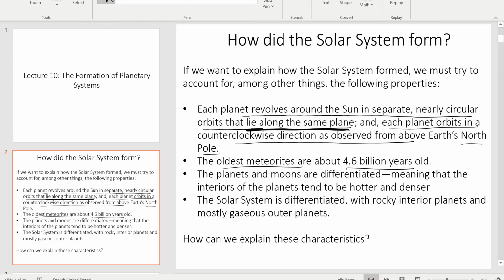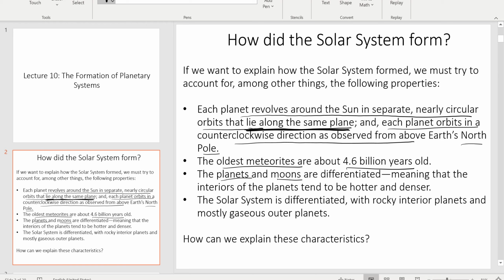We also know that the planets and the moons are differentiated. This means that the interiors of the planets tend to be hotter and denser than the exteriors. Let's use the Earth as an example because this is the planet that we understand best. Since we live here, we know that the center of the Earth is very dense and very hot. It has a temperature roughly that of the surface of the Sun, actually. And the crust of the Earth is far less dense and, of course, far less hot.